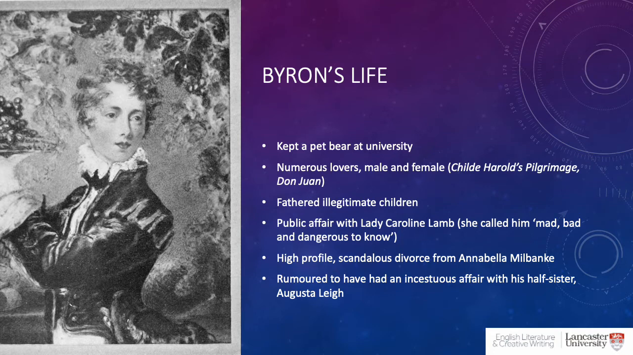So at university, he kept a pet bear and walked it around on a lead like a dog. He had numerous lovers, male and female, and he wrote about some of his experiences with these lovers in his long narrative poems, Childe Harold's Pilgrimage and Don Juan. As a result of these affairs, he fathered illegitimate children. He often abandoned them and left them in convents.